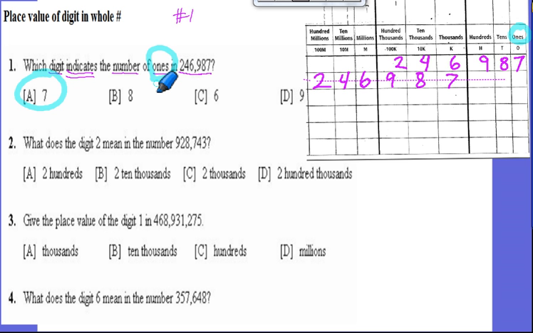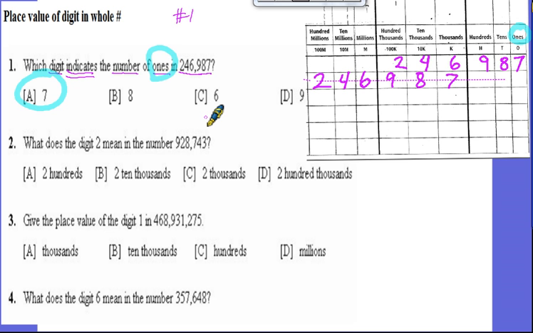I have to do the same steps. What were the same steps, Stephen? What was step number 1? What does the digit 2 mean in the number 928,743? Okay, so what does the digit 2 mean in the number 928,743? That is what we need to solve.